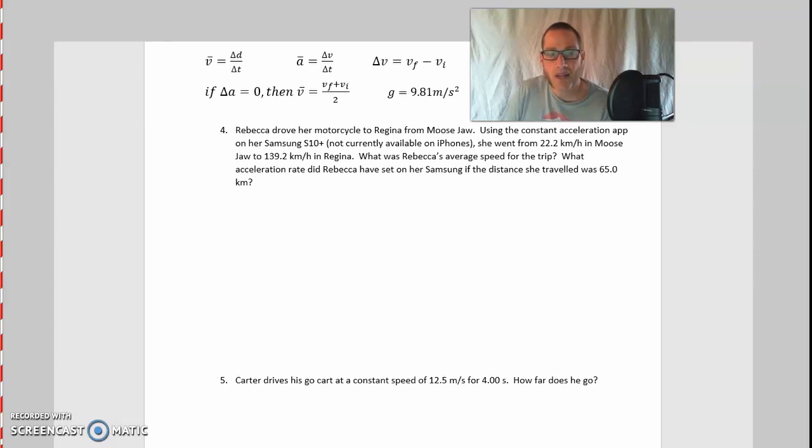What was Rebecca's average speed for the trip? What acceleration rate did Rebecca have set on her Samsung if the distance she traveled was 65 kilometers? So she's going from Moose Jaw to Regina very, very slowly. Let's take a look, so that you can see hopefully that there's two parts. There's one part here, the average speed for the trip, and then the acceleration rate. So let's do part 1 first.